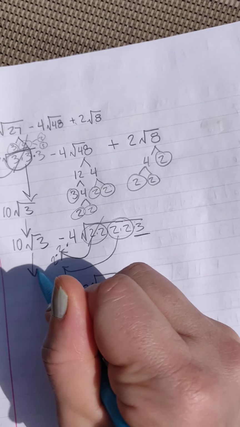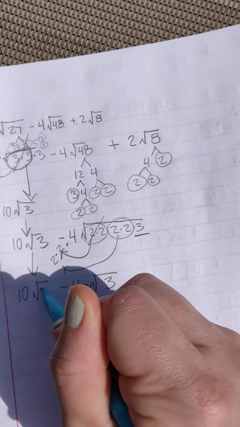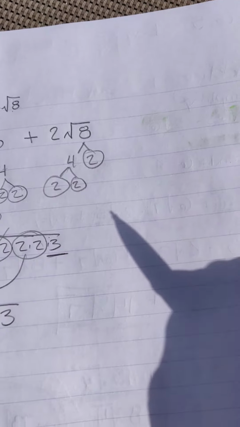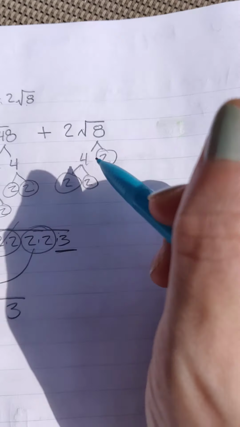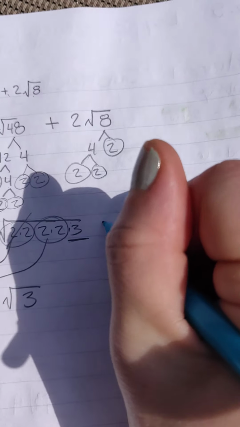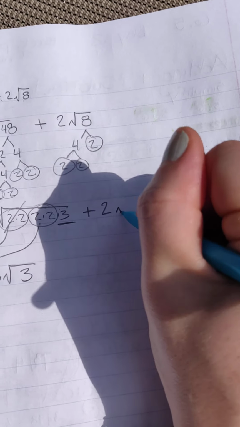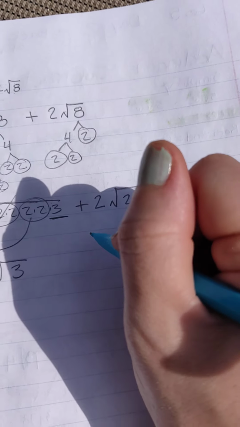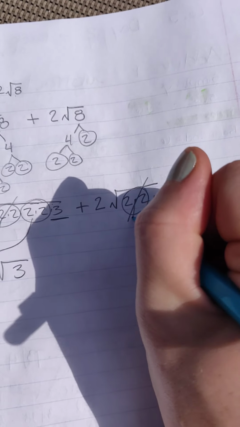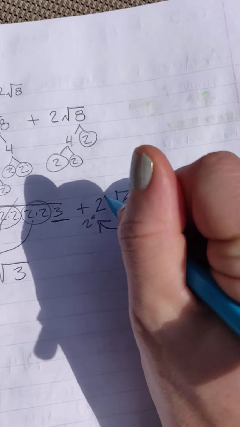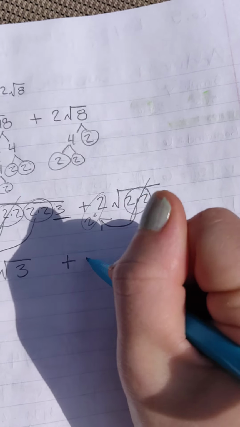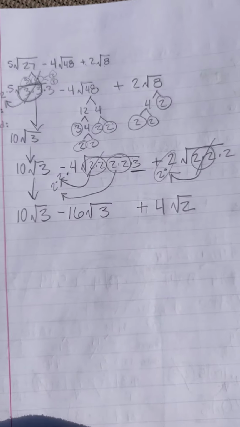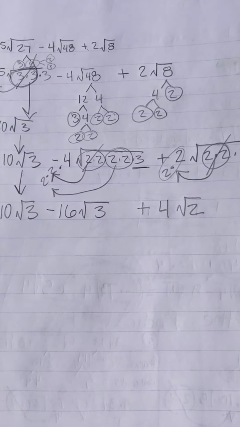I'm just going to continue to bring this down. 10 root 3 doesn't change in the beginning. And then, let's see, we've got our 8 over here. So that's like plus 2, square root of 2 times 2 times 2. And those two numbers are the same, hops outside the square root. 2 times 2 is 4. That's a plus, so that's plus 4 root 2. Almost done, my friends. Woo!